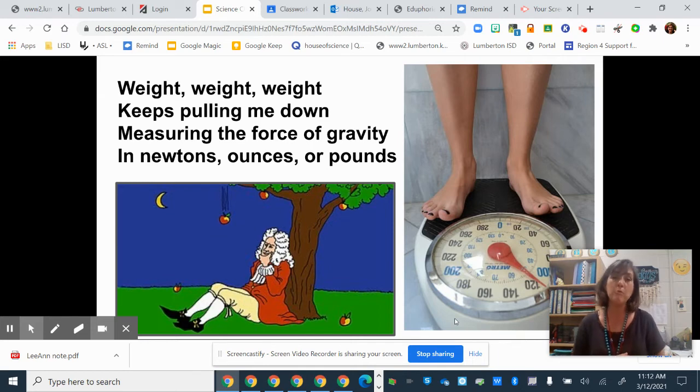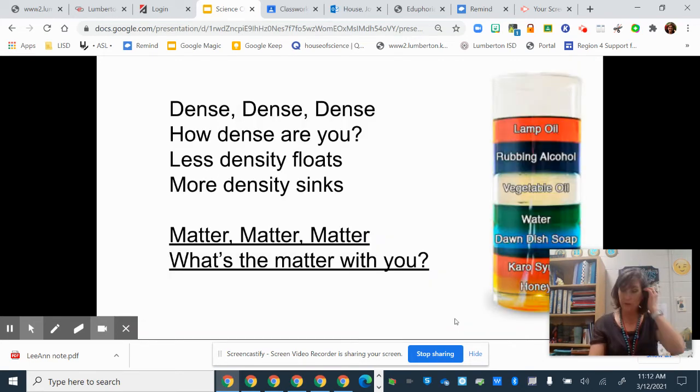So when we talk about weight, we're talking about measuring the force of gravity. So we're going to do like this. Weight, weight, weight keeps pulling me down. Measuring the force of gravity in newtons, ounces, or pounds. The last one is another word play, dense.